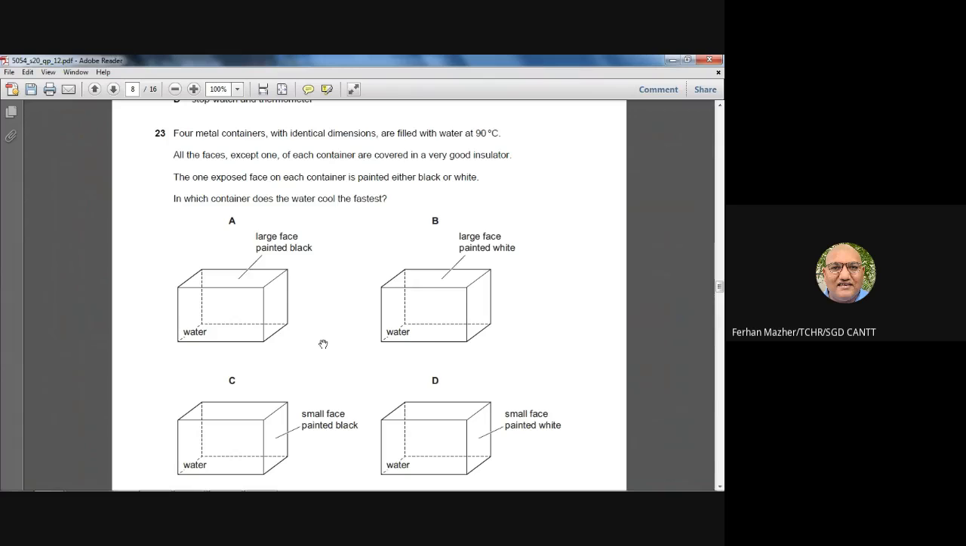The hot water is in the container, so the temperature of the container is higher and the temperature of the surrounding will be lower, so it will be losing heat to the surrounding. So the paint should be black, and it should be a large face and painted black because black is a very good radiator. So in which container does the water cool the fastest? Where the radiator is very good. Black is a very good radiator and it should have a larger surface area.